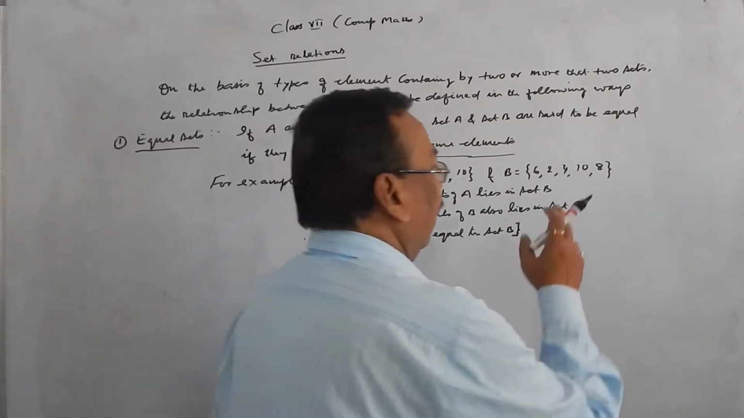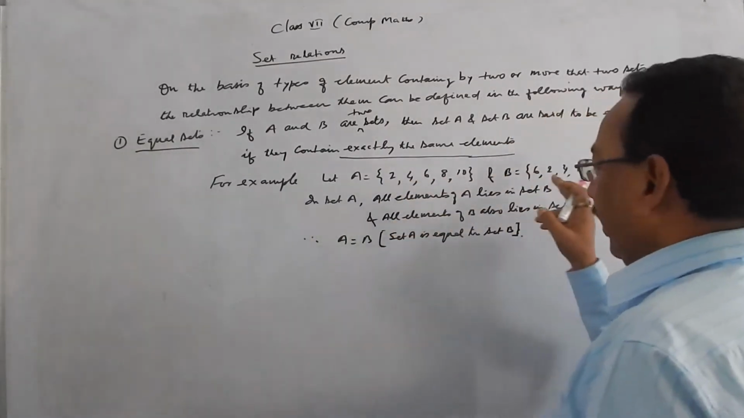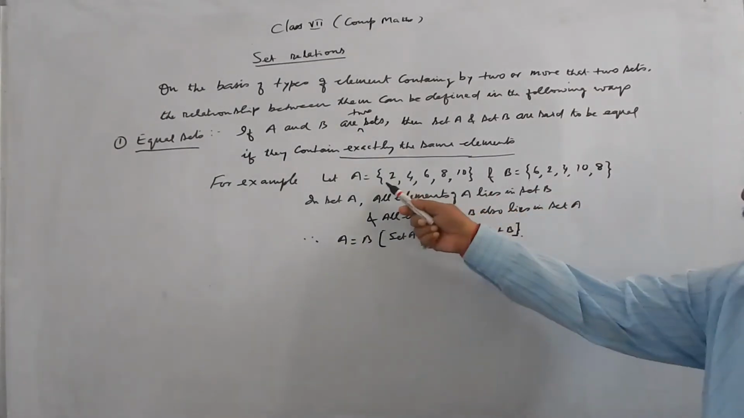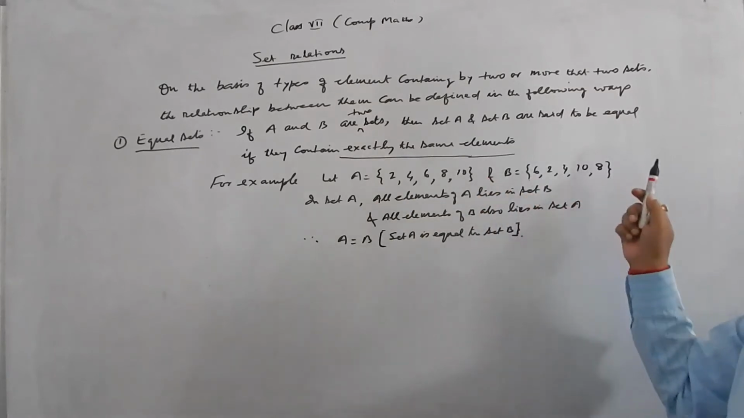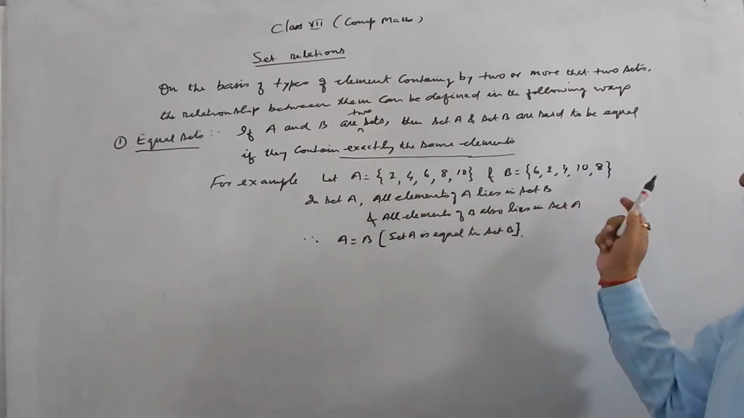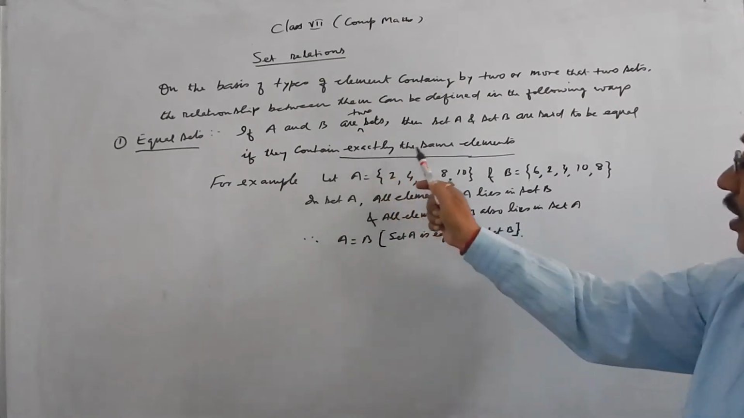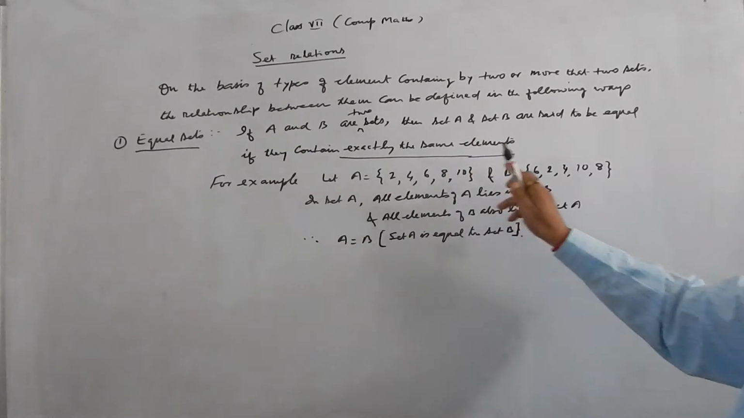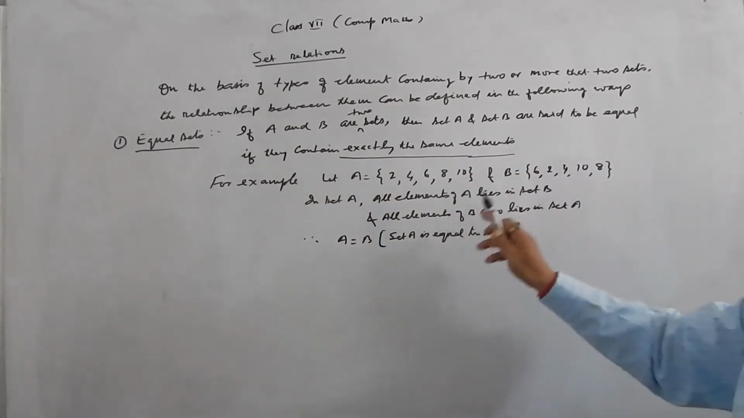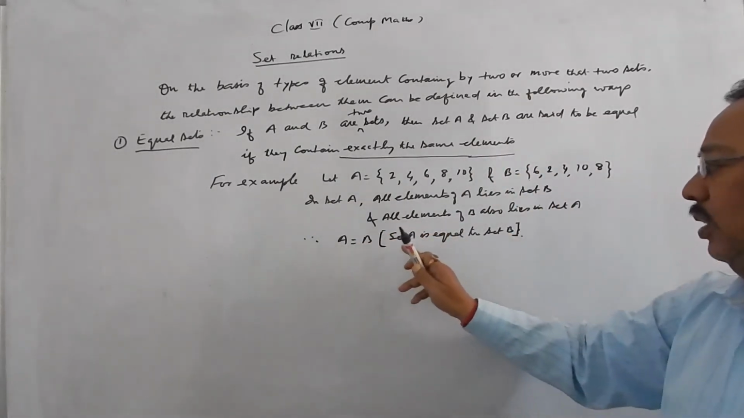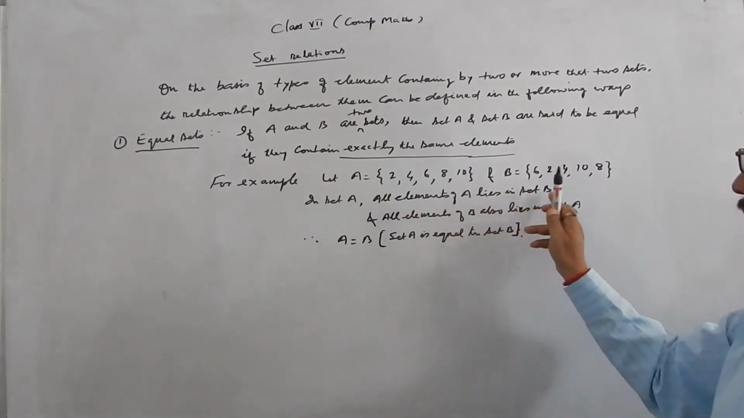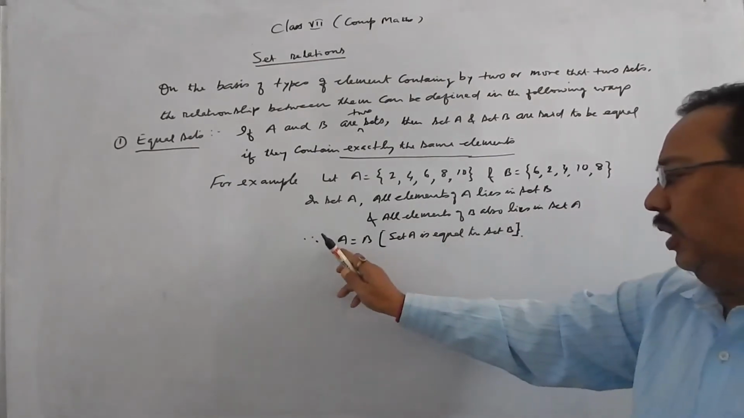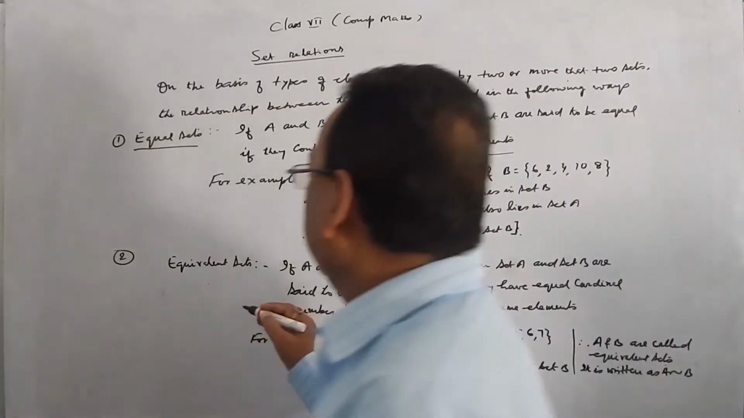It means the cardinal number of A and the cardinal number of B are the same. 5 elements, 5 elements, and each element is equal. That is why they have exactly the same elements. Whatever elements are in set A are the same elements in set B. That is why they are equal. All elements of A lie in set B, and all elements of B also lie in set A. Therefore, now the second one is equivalent set.